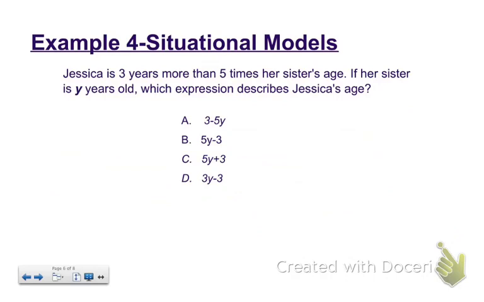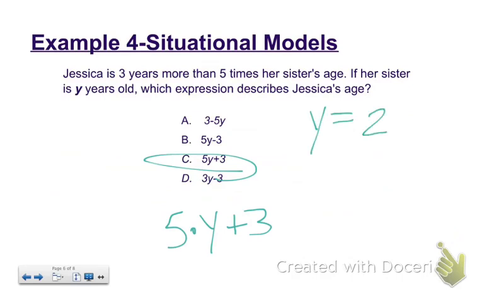So, in other words, if I have y, and we said 3 years more, that's got to be plus 3, than 5 times her sister's age. So 5y plus 3 is C. And you could test it just to make sure. So maybe Jessica's sister is 2. So let's say y is 2. So 5 times 2 is 10, plus 3 is 13. So in other words, 3 years more than 5 times her sister's age. Well, 5 times 2 is 10, plus 3 more years is 13 years.